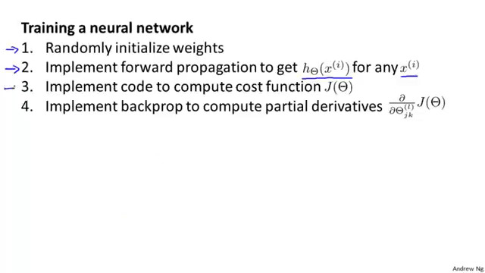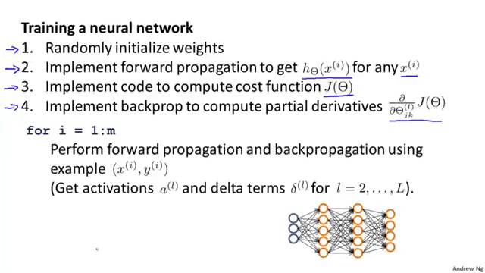We then also implement code to compute this cost function J of theta. And next we implement backprop, the backpropagation algorithm, to compute these partial derivative terms, the partial derivatives of J of theta with respect to the parameters. Concretely, to implement backprop, usually we will do that with a for loop over the training examples.